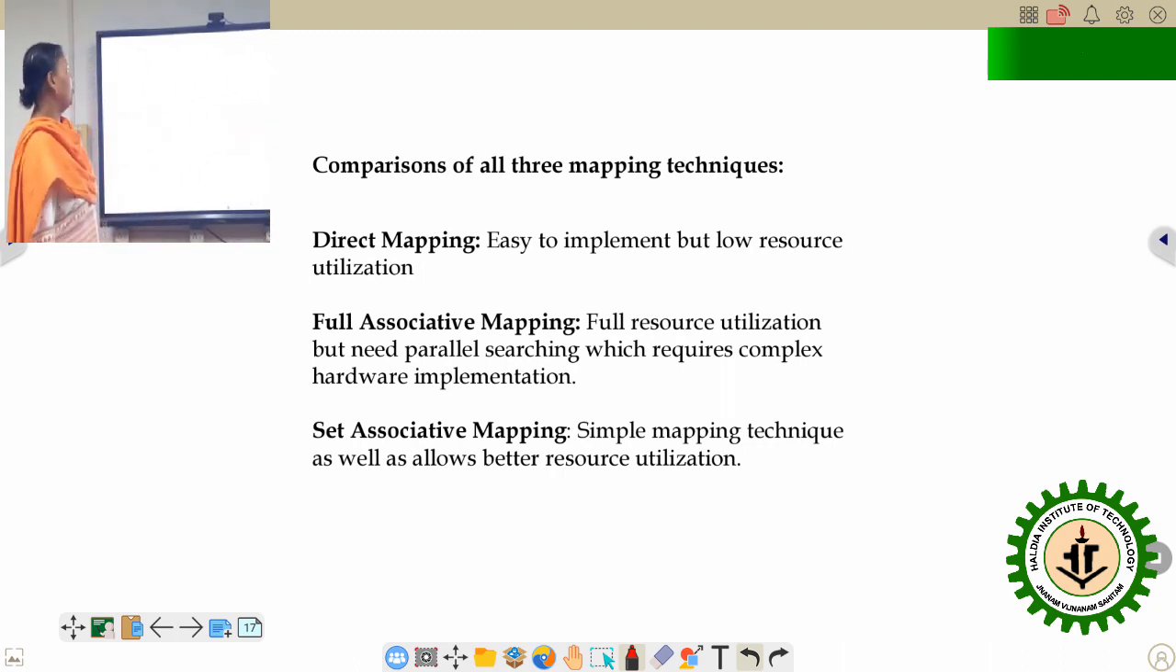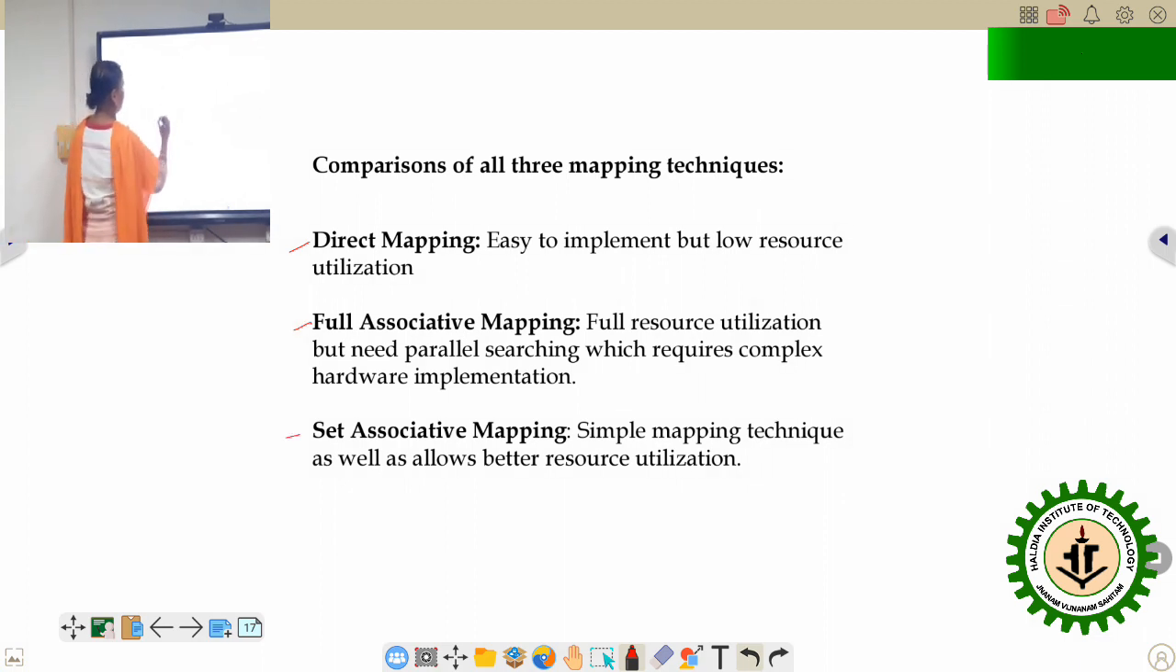Now the comparison of all three mapping techniques, this is the concluding portion. These three mapping techniques we studied in the previous slides. Direct mapping is easy to implement but has low resource utilization. Why low resource utilization? Because even if the cache memory has locations free to store data from the main memory, according to the formula a particular location is fixed for each main memory location.